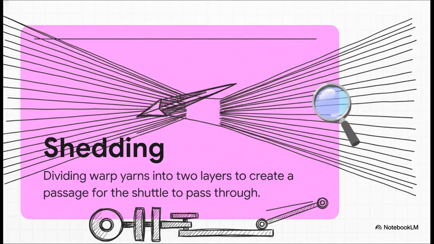All it is, is the action of separating the long vertical threads, those are the warp threads, into two distinct layers, a top one and a bottom one. This creates a tiny little tunnel, and that tunnel, believe it or not, is the key to everything.